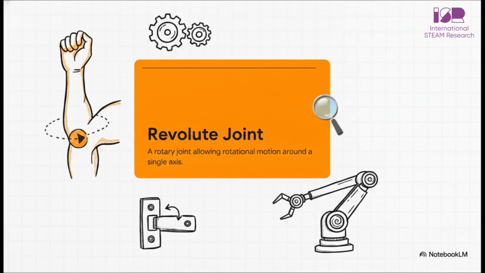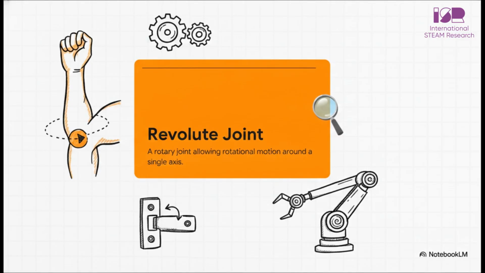Next, we have the revolute joint. Actually, think of your own human anatomy for this one. A revolute joint is a rotary joint allowing rotational motion around a single axis. It acts just like a door hinge, or more accurately, like your own shoulder or elbow. These are essential for creating robotic arms, allowing easy assembly of the links while successfully minimizing friction forces.